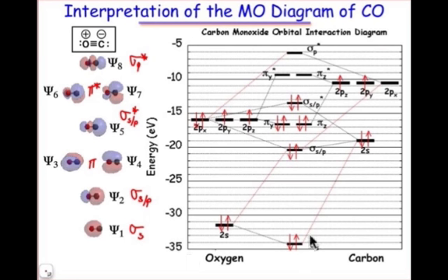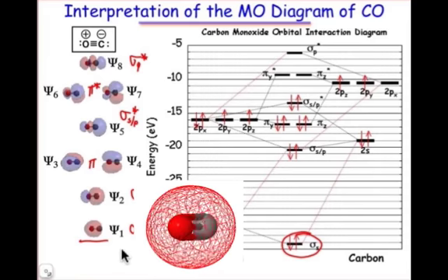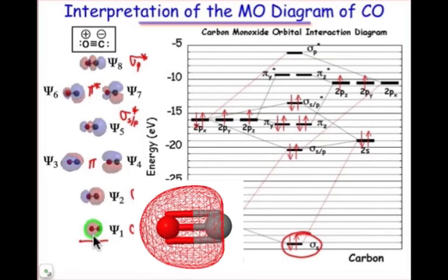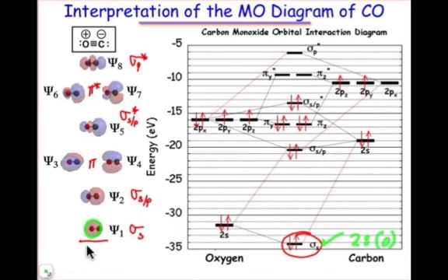Let's start by looking at this level here. The picture of that MO is shown over here, and mostly what you see in this picture is the orbital surrounding that atom on the left, the oxygen atom. It's essentially a picture of an atomic orbital that's oxygen-centered with very little contribution from carbon. This lone pair is probably best represented by Psi 1, the molecular orbital that's predominantly an atomic orbital centered on oxygen.